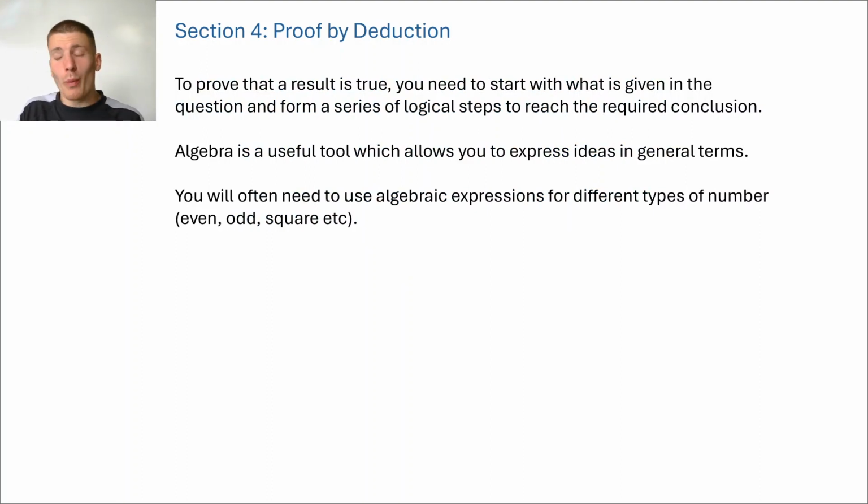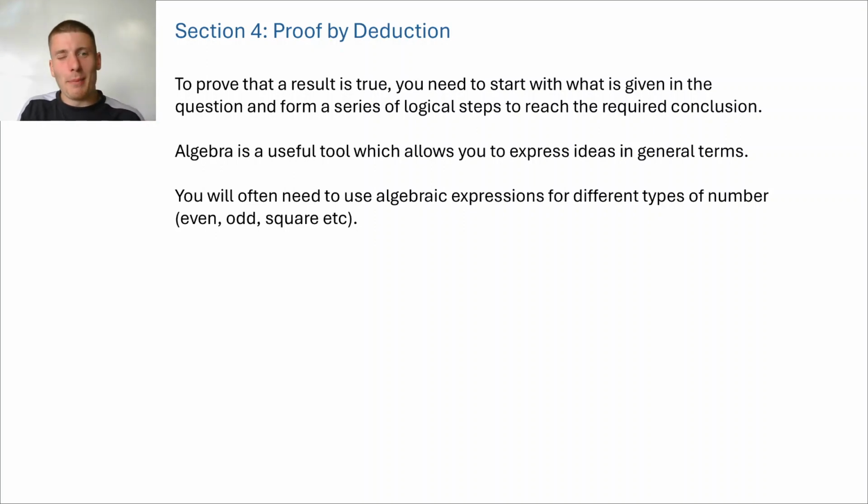Okay, on to section 4, which is proof by deduction. So we've already looked at disproof by counterexample, but we're now on to proof by deduction. Okay, and a lot of words there. Basically, what proof by deduction is, you're given a statement and you want to prove that something is true using an argument made up of a list of logical steps. Basically, what that means is you just want to use, usually algebra, but it can often include words, to prove that something is true, but it's done in a logical order.